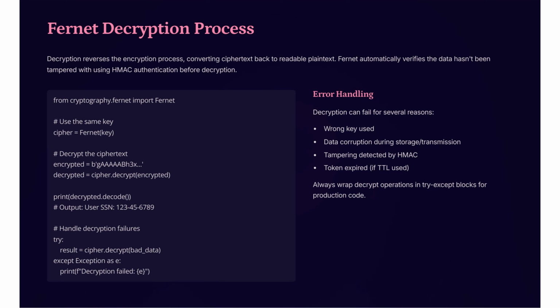Decryption with Fernet involves converting ciphertext back to plaintext, ensuring data integrity with HMAC authentication. Use the same key for decryption. Handle potential errors like wrong keys, data corruption, or tampering by wrapping decryption in try-except blocks. This ensures robust error management, especially when dealing with expired tokens or corrupted data.